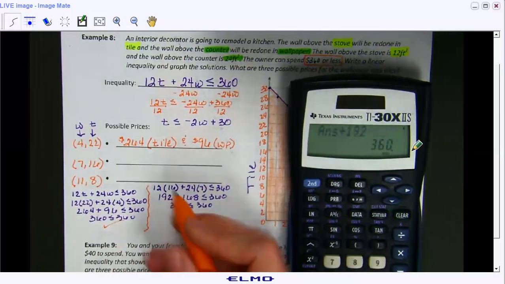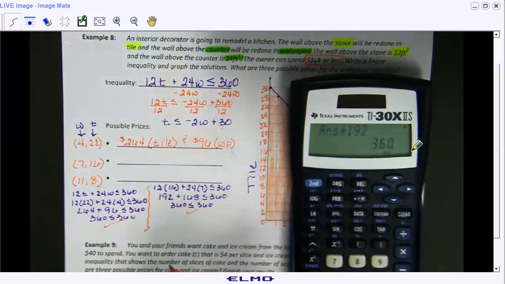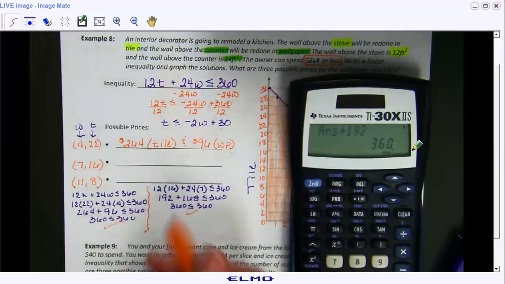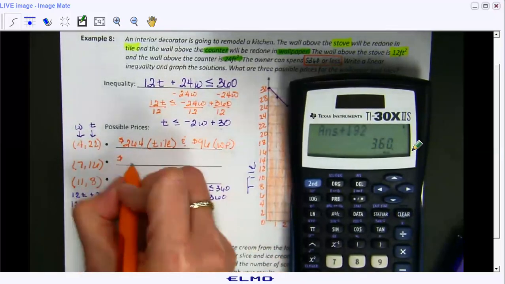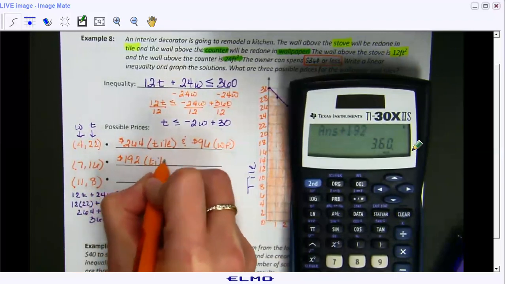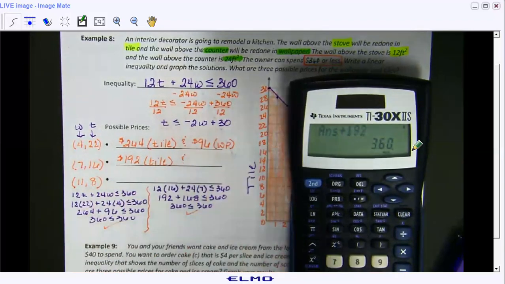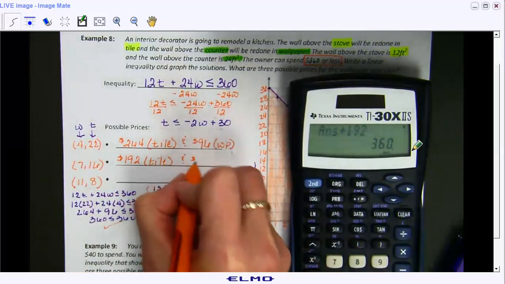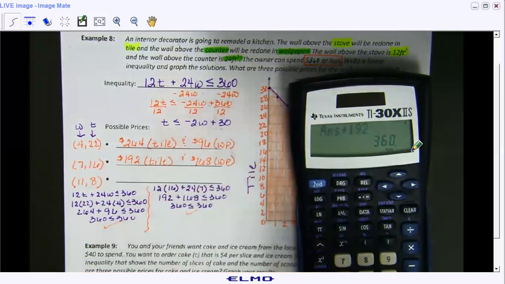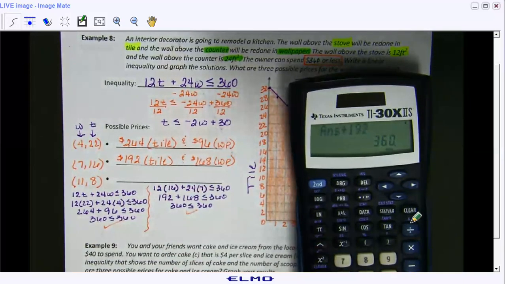So this checks out. And up here, how much for tile in this possible solution? Yeah, $192 for tile and $168 for wallpaper. Okay, I want you to do the last one on your own.